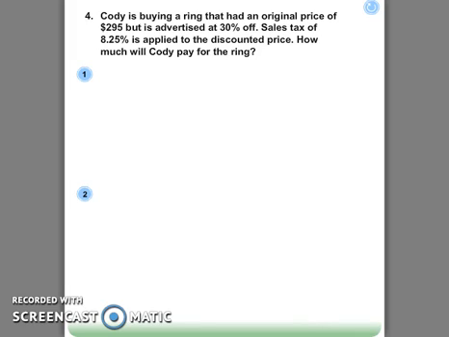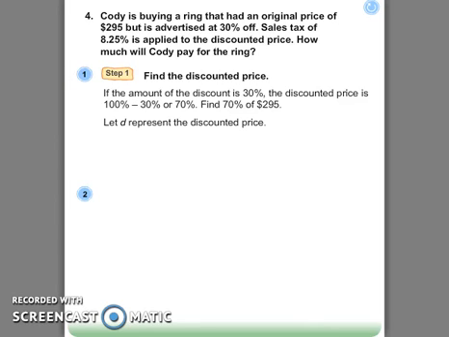One last thing we're going to talk about is finding the total cost of something. So Cody's buying a ring that had an original price of $295, but it's advertised at 30% off. Sales tax of 8.25% is applied to the discounted price. So the question is, how much will Cody pay for the ring? Well, the first thing Cody needs to do is find the discounted price.